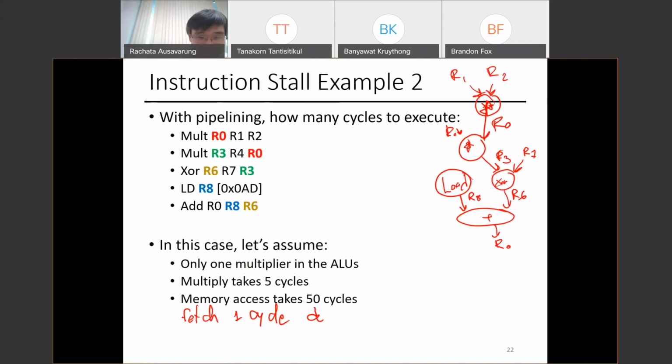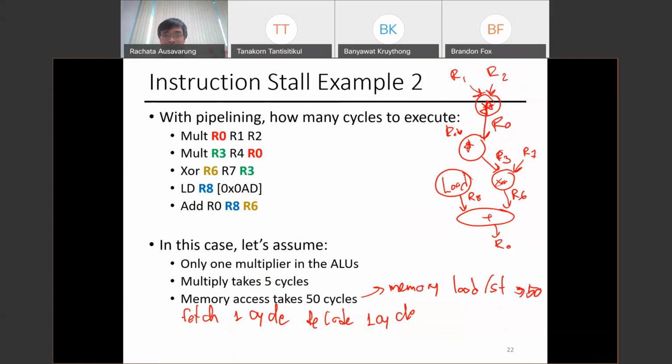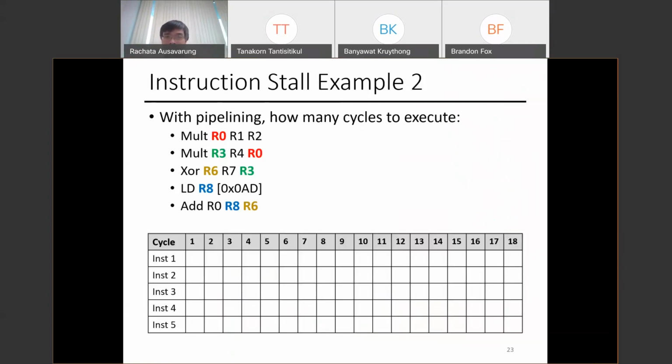Decode is 1 cycle. There's a memory stage, which is 50 cycles. So let's keep this assumption. We'll go through how long my 5 lines of code would take. One quick thing, this is called dependency, and here is a table. So let's go through them one by one, right?